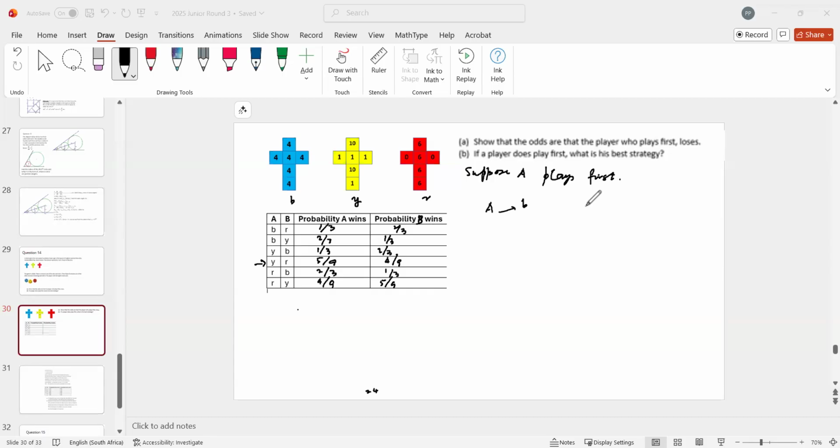Now, what will B play? B has got a choice. So A chooses B, and B knows that his chances of winning are 1/3. So what he will do is he will choose the red, because the red beats that. B will choose red. Then he's got a better chance of winning. So A will lose if he chooses blue, because B will choose red. He wouldn't choose yellow.